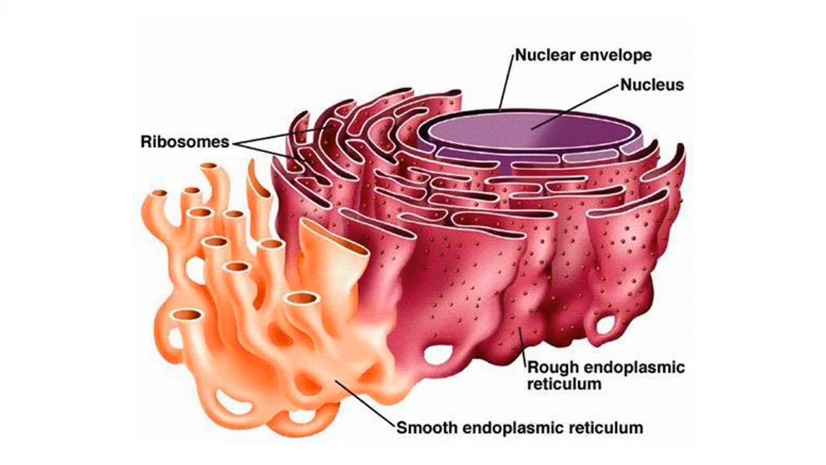So part of the endomembrane system is the endoplasmic reticulum, and there are two parts to the endoplasmic reticulum. There is the rough endoplasmic reticulum and the smooth endoplasmic reticulum. The rough endoplasmic reticulum is called rough because it's covered in ribosomes. So when you look at it under a microscope, there's lots of little dark dots on it that make it look kind of rough. And remember what those ribosomes do?